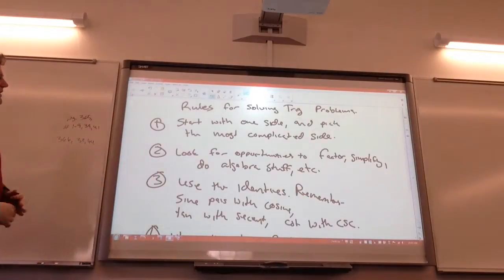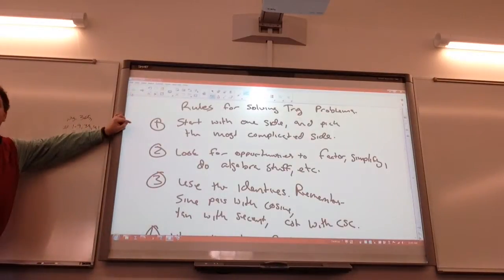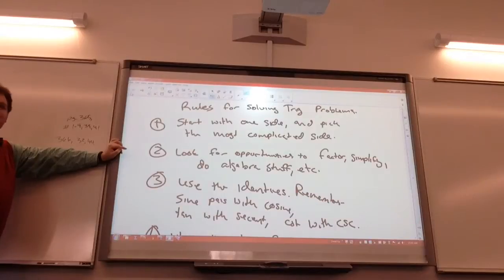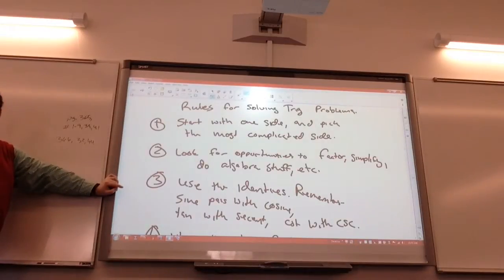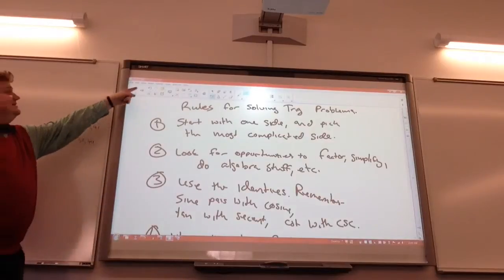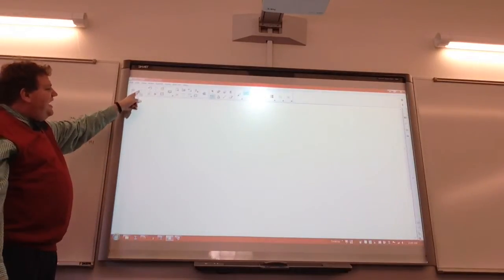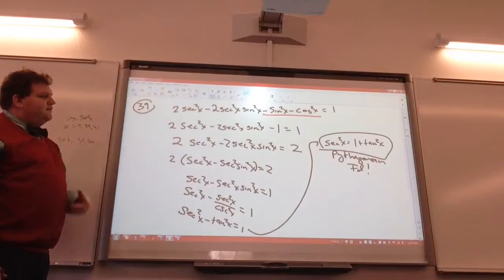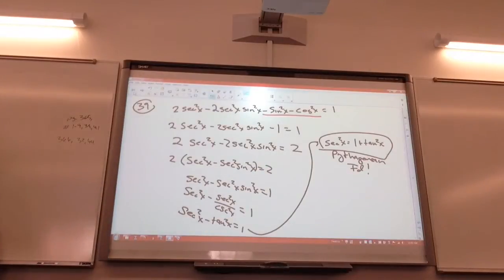The rules. Rule number 1 was just pick a side to start with. That's not that hard to do. You've got 2 choices. Rule number 2, though, was do algebra stuff. Look for opportunities to do algebra stuff. So notice how that one is prioritized over using trig stuff. There's a reason for that. It's because 90% of the time, these things are just doing algebra. And so that's what I'm getting at here. All right. Any questions on how these work right here?